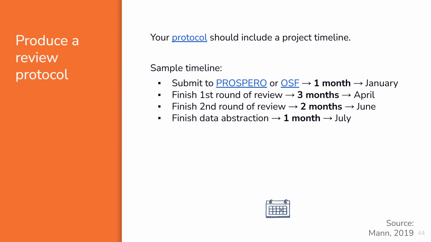Then you have to finish the data abstraction. This can take around 1 month. This is going through the remaining articles that you have left, comparing them to one another, looking at the data, and seeing how the data helps you answer your research question.